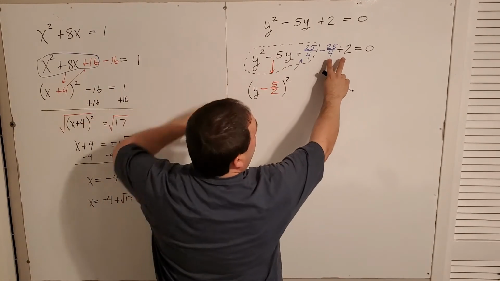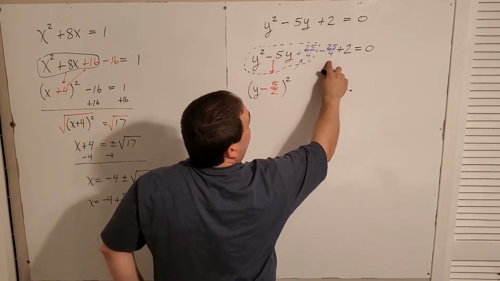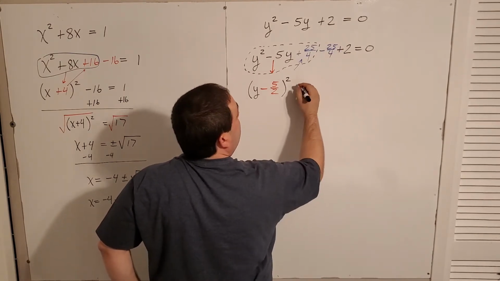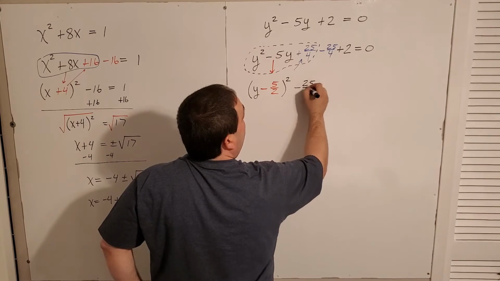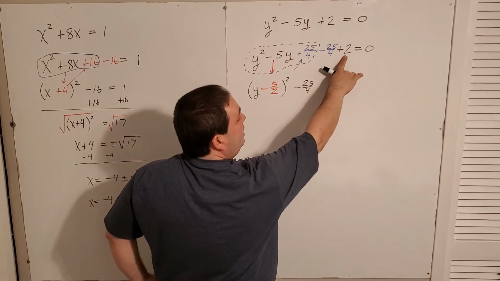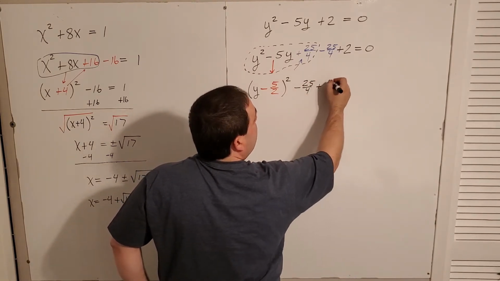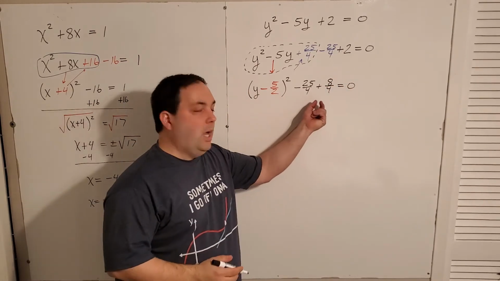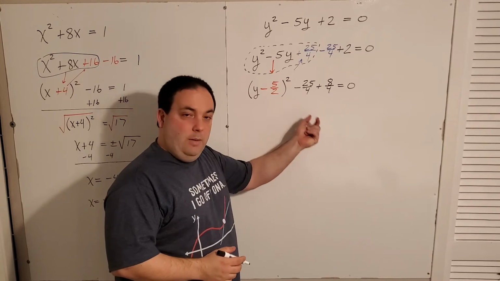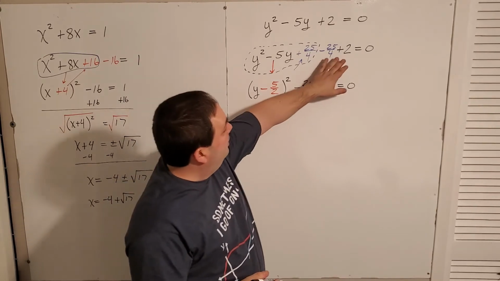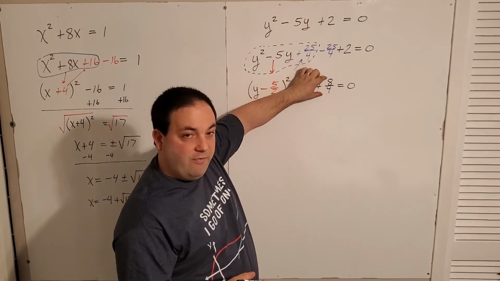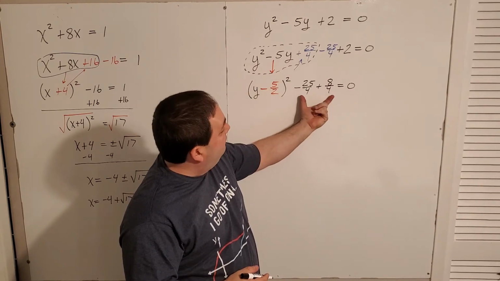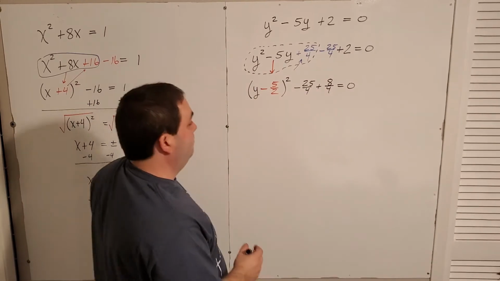But I still have minus 25 over 4 plus 2. So minus 25 over 4. And instead of plus 2, I'm going to put plus 8 over 4. And that's because I do want to combine these. I need a common denominator to do that, right? 2 is the same thing as 8 divided by 4. And now they have a common denominator of 4.